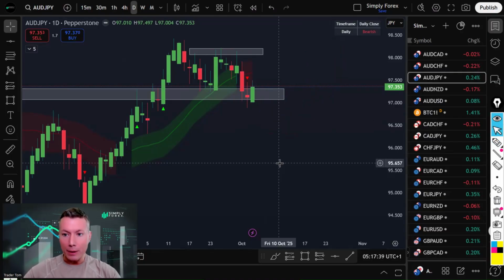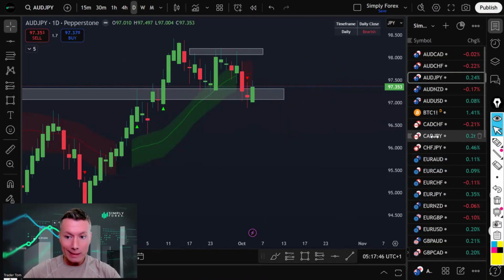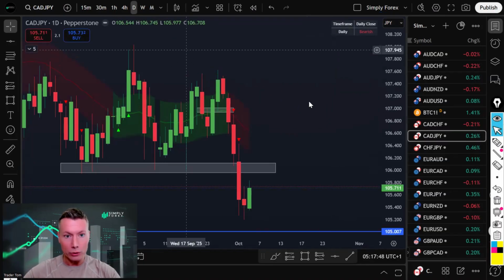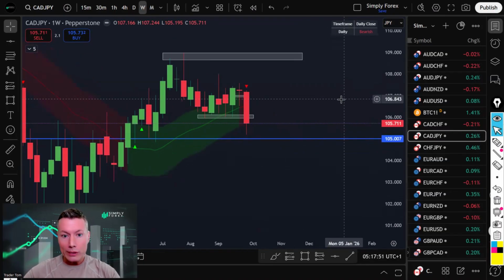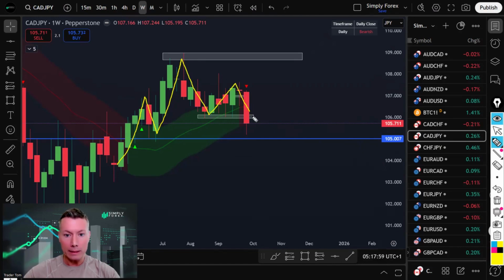So Aussie dollar yen buys. Now, I spoke before about this yen contradiction, because if we look at Canadian dollar yen, and we go to the weekly chart, I would sell it. I'm seeing yen strength. If we look at the weekly chart, we are clearly in a downtrend. We're getting lower highs, lower lows. And if anything, I would sell Canadian dollar yen back down to this 105 psychological level.